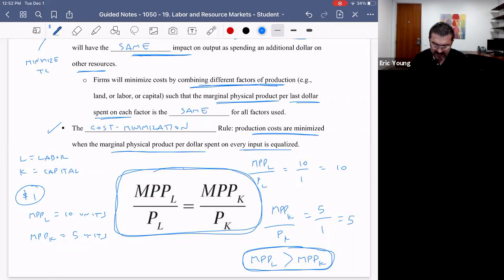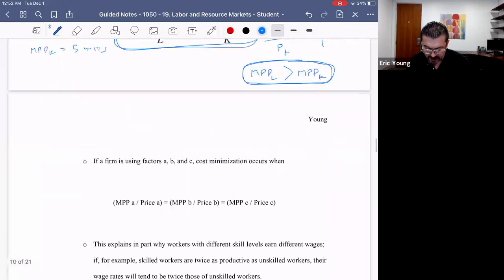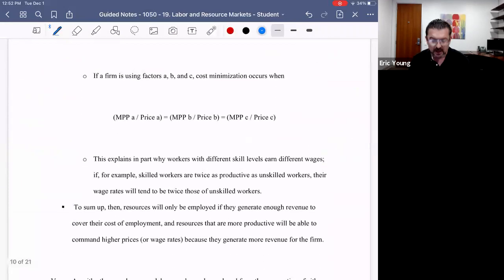because we can take this basic idea and do a little extension. Most econ textbooks focus on labor and capital, right? L and K all the time. But let's do a little bit of an extension. Because the rule still applies, let's suppose that a firm is using a factor called factor A and factor B and factor C. Let's suppose that factor A is skilled labor.